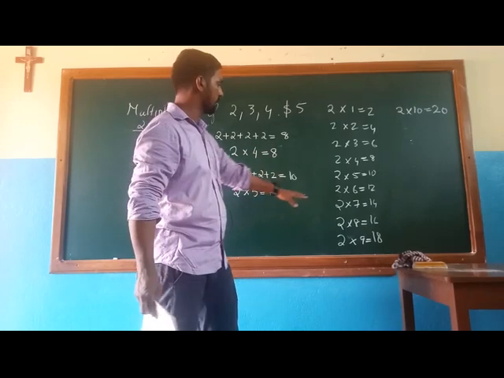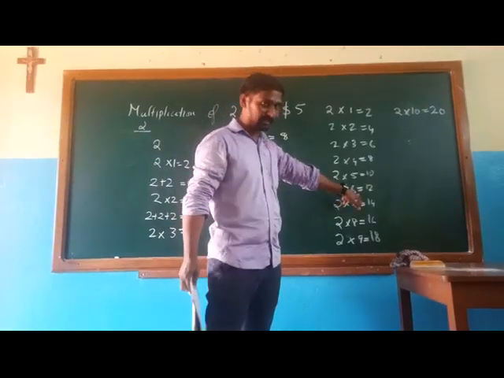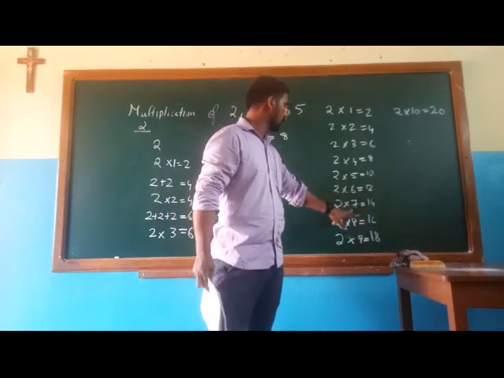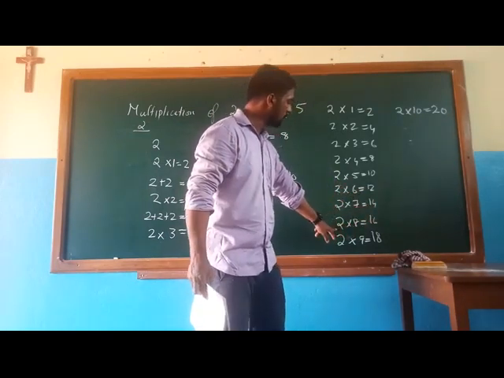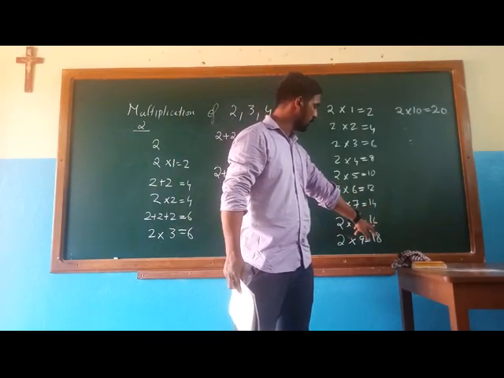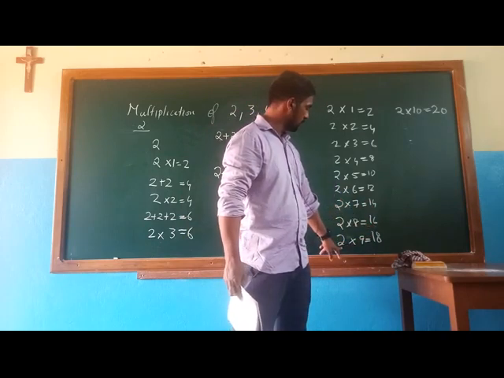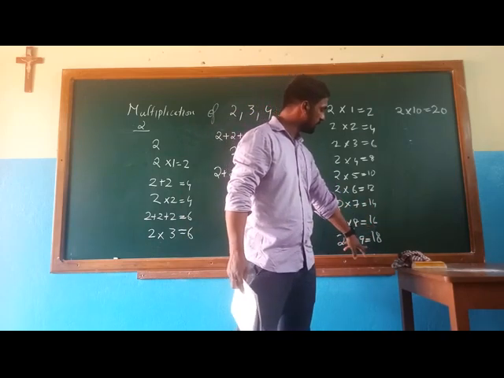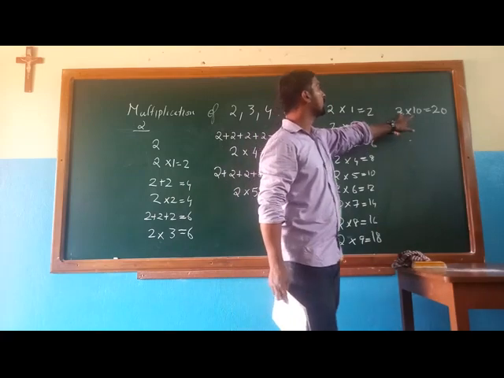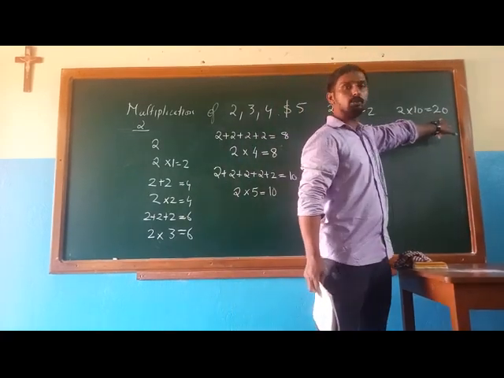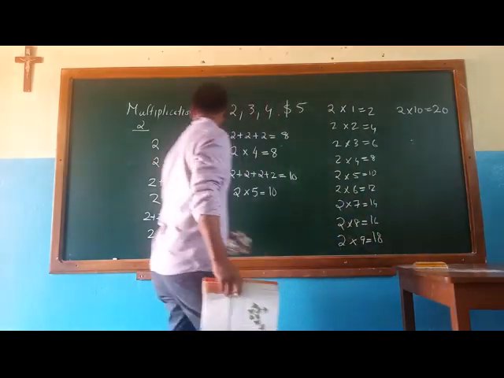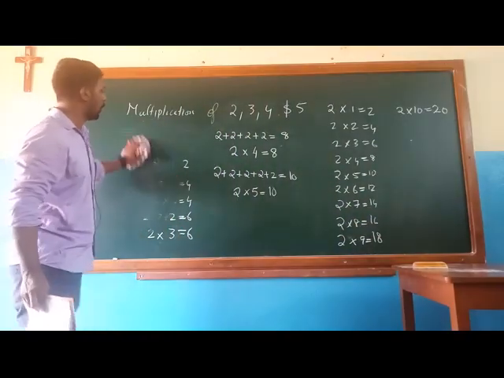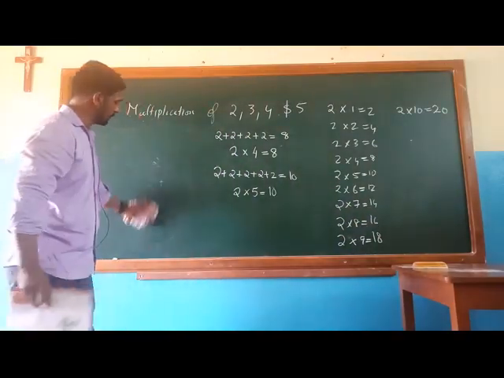So 5 times. Now when you add 2 for 6 times, you will get 12. You add 2 for 7 times, you will get 14. You add 2 for 8 times, it is 16. If you add 2 for 9 times, 18. And 2 for 10 times if you add, 20. The same way, we will get the multiplication of all other numbers.